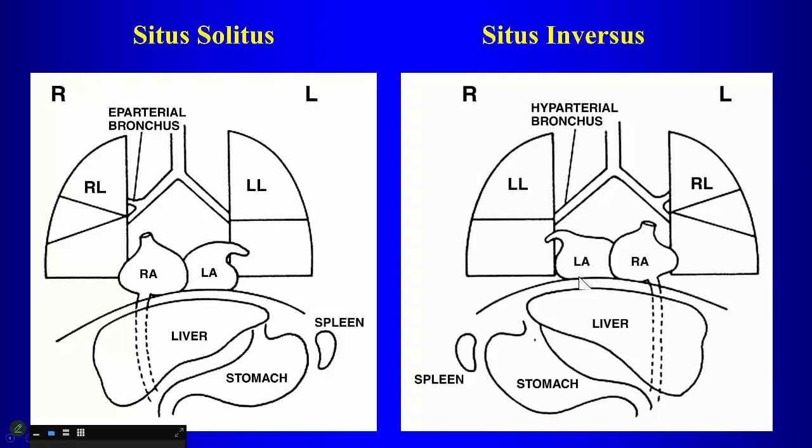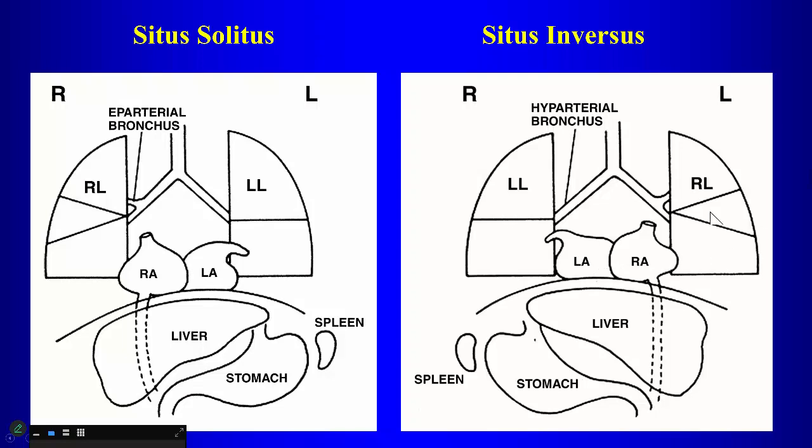When we have situs inversus, then the right atrium is to the left of the left atrium. The morphologic right atrium is to the left of the morphologic left atrium. And then again, the left atrium is on the same side as the bilobed lung here.